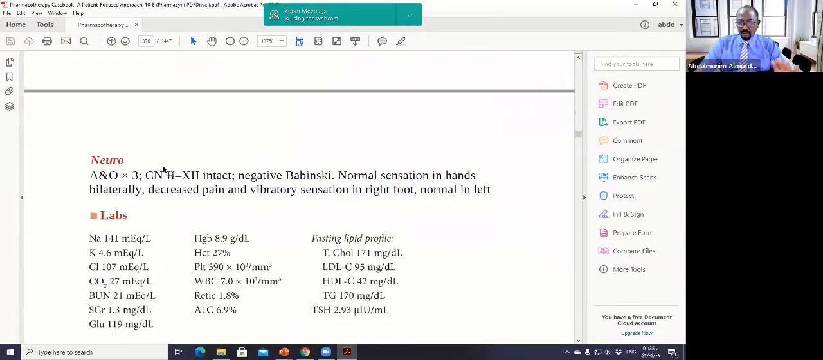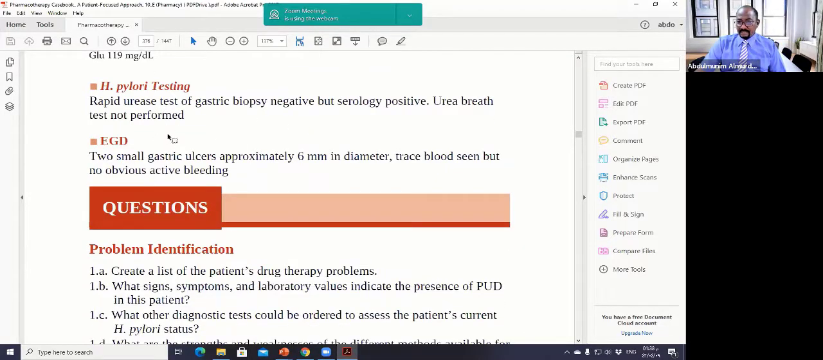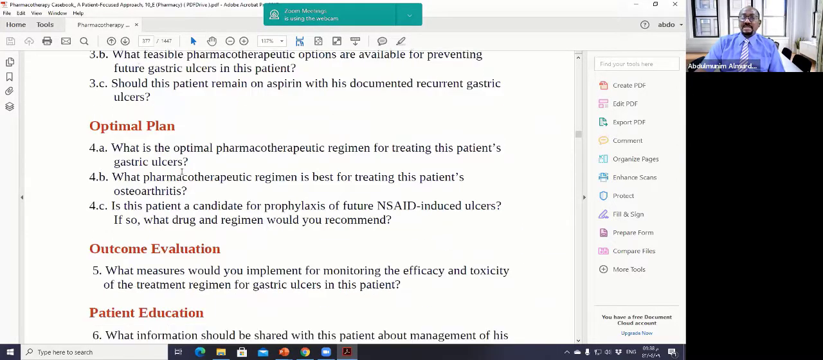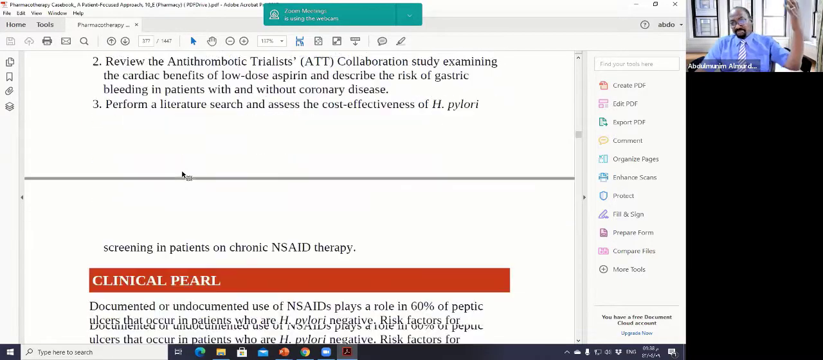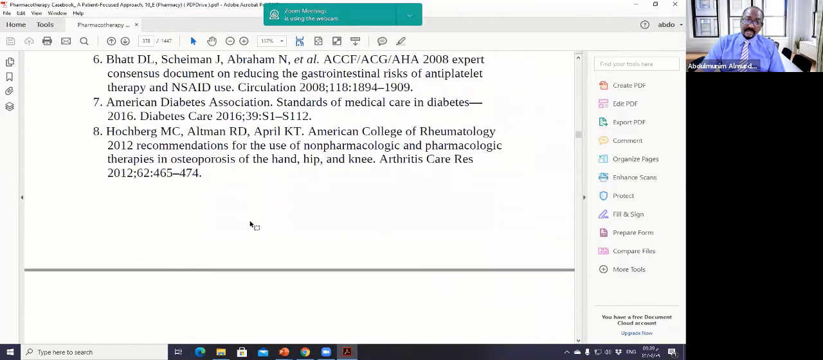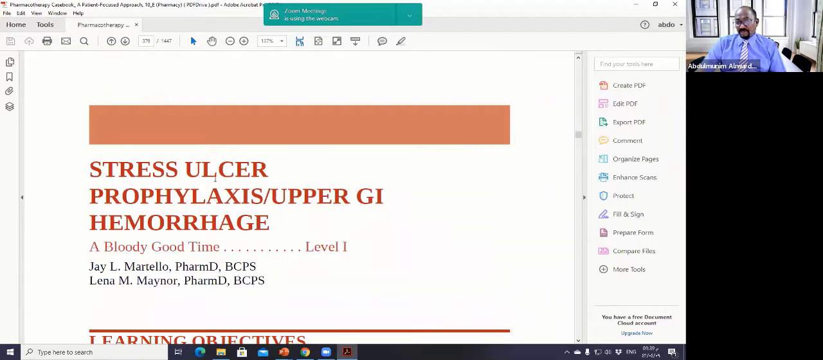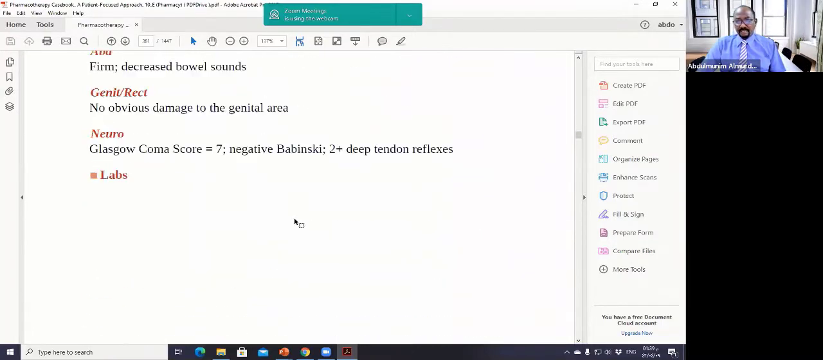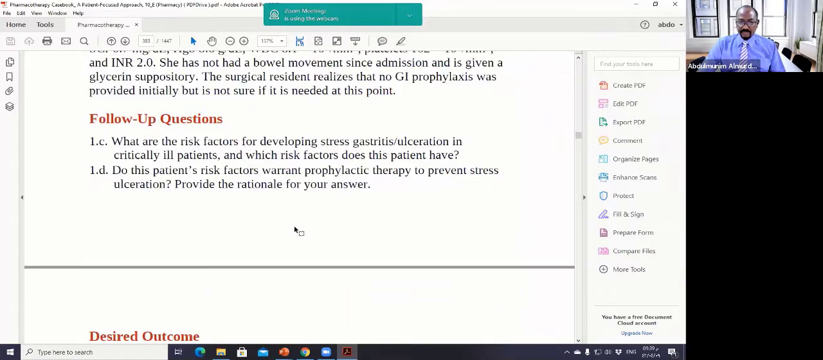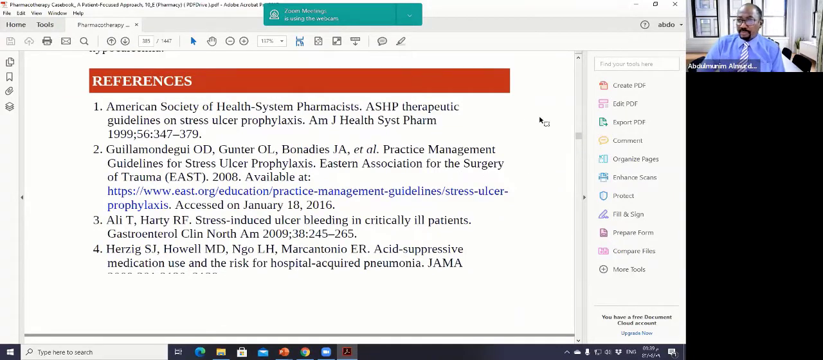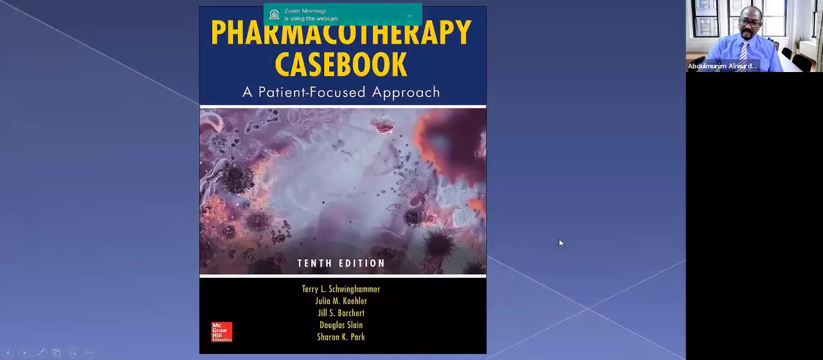So you can select from this case, and even the questions you use to stimulate students to learn are included. If you take, for example, this book, it's fantastic. It gives you everything. It gives you even the aspects to be discussed by the teacher, and further references. As you can see, each case, stress ulcer prophylaxis, upper GIT hemorrhage, is 5, 6, 7 pages. You can use them to prepare your problem-based learning sessions.